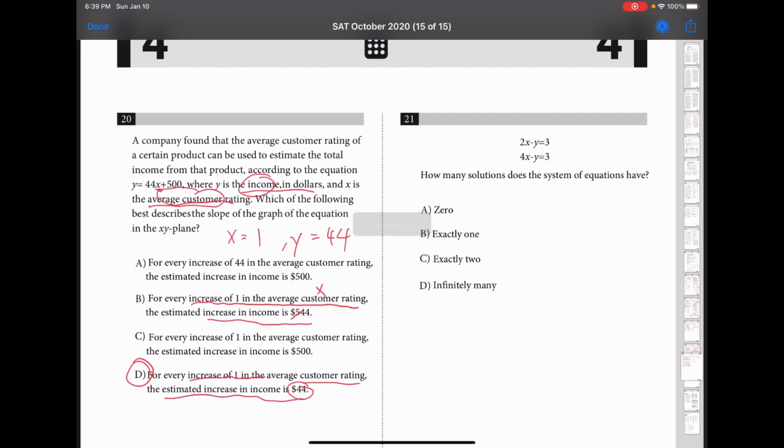Number 21 is asking us if 2y minus y equals 3 and 4x minus y is also equal to 3, how many solutions does the system of equations have?